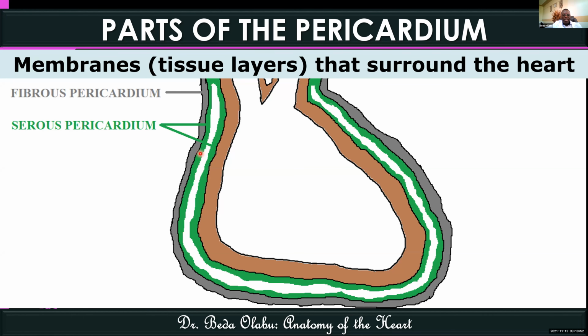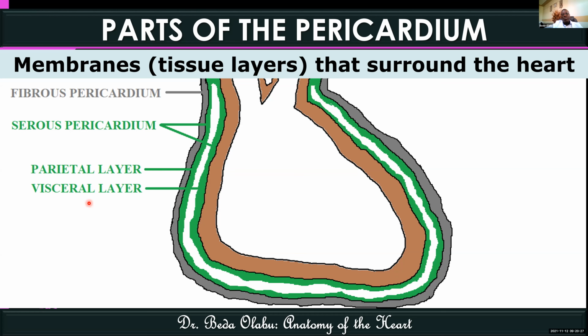As we can see here, the serous pericardium has two parts. The part that is lining the inner surface of the fibrous pericardium is called the parietal layer of the serous pericardium. And the part that lines the outer surface of the myocardium is called the visceral layer of the serous pericardium. So we can say that the serous pericardium has two parts: the visceral pericardium and the parietal pericardium.